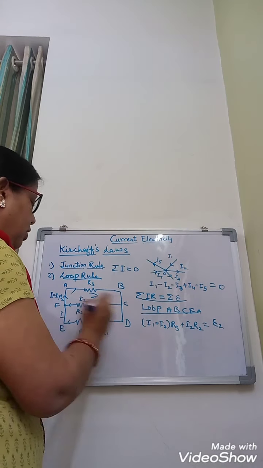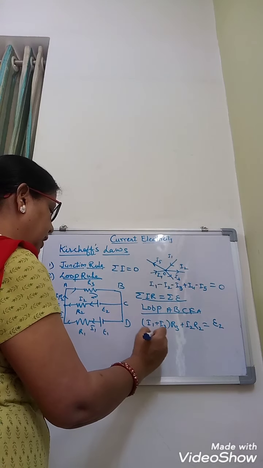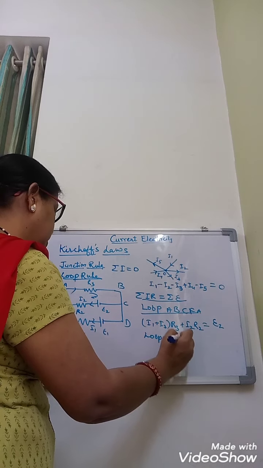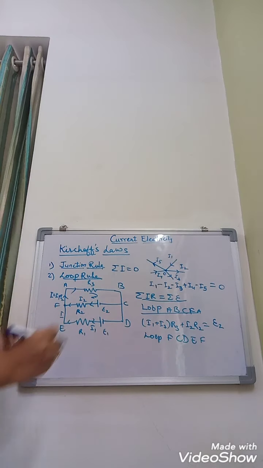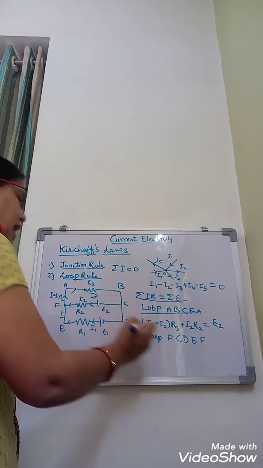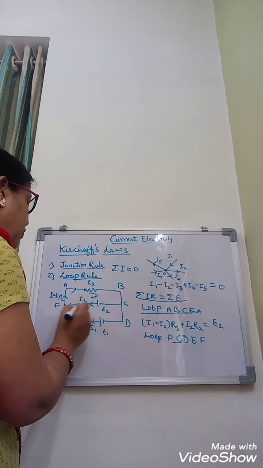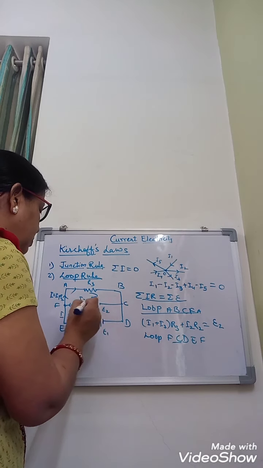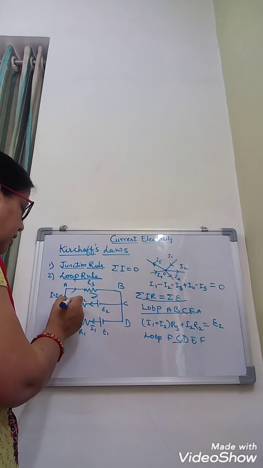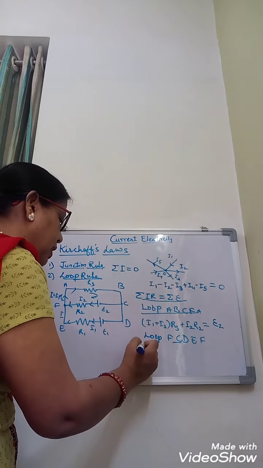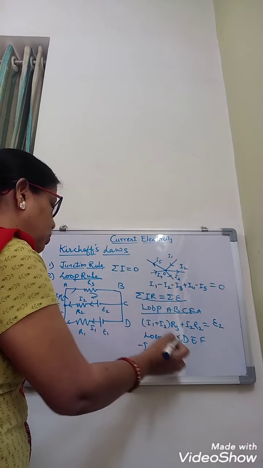Now let me take the second loop. The name of the second loop I must write in sequence. So that loop is F, C, D, E, F. This is the lower loop in which I have to move. I have written FC, but the current is going from C to F. So I am going from F to C, but the current is going from C to F. Can you see this? From C to F, the direction is here. So I have to take it as minus. So minus I2 R2 in this branch.